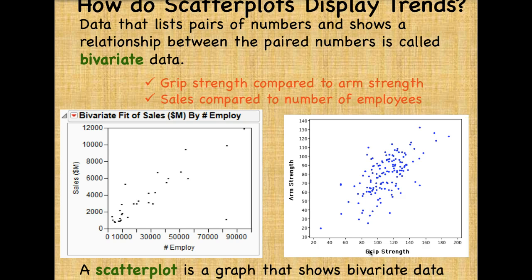With those types of things, you have to really think about it. In the first example, we have the number of employees compared to the sales figures. So the more employees we have, are we going to have more sales? Do we see a relationship here? In other words, is there any kind of trend developing? The key part of this slide is to know that scatterplots are graphs that show bivariate data, meaning we have a paired data set that we are comparing.